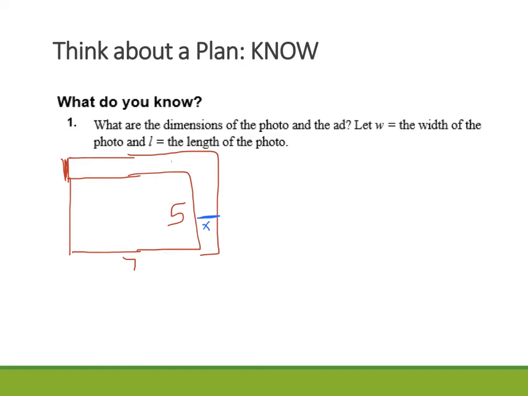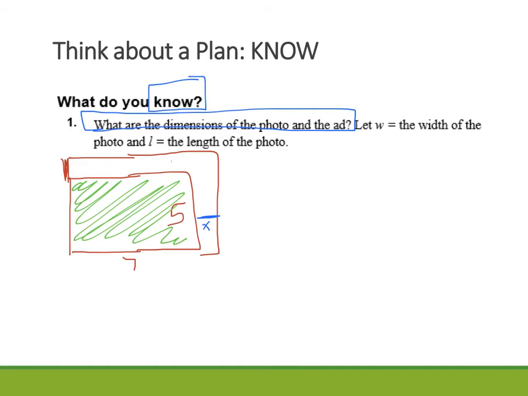What are the dimensions of the photo and the ad? That's the first question that they're asking us here, and what they're trying to do is help us understand what we know. So we do know something about the dimensions. If I'm just looking at the photo, now I'm going to color the photo in green. What are the dimensions of the photo? Well, the photo has dimensions of 5 by 7.